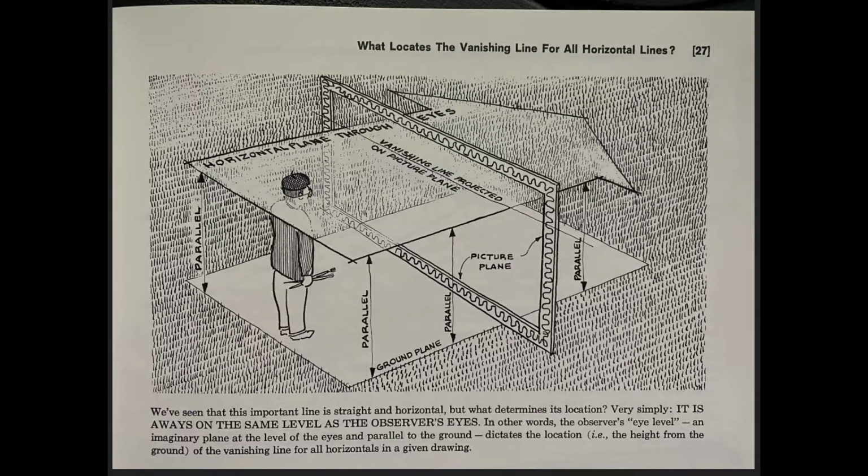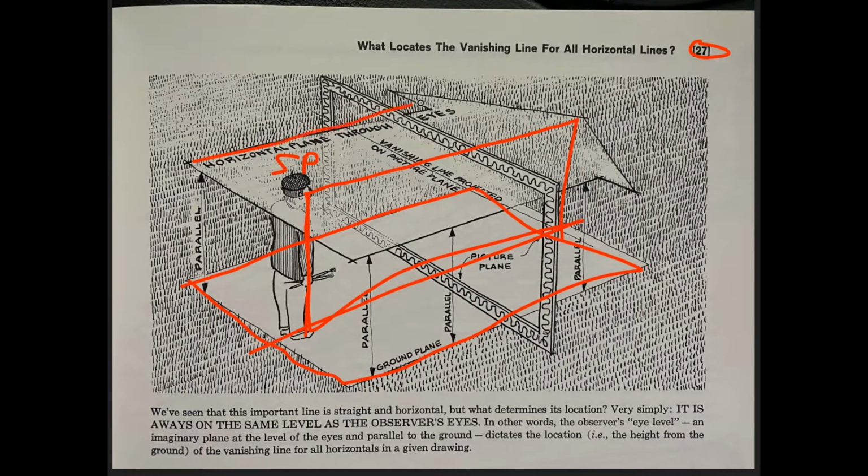One of the first terms we're going to learn is eye level. Now, eye level, as you'll see on page 27, is the distance your eyes are above the ground plane. The ground plane, obviously, is simply the ground, and the eye level is the level of your observation point or your station point above ground level.